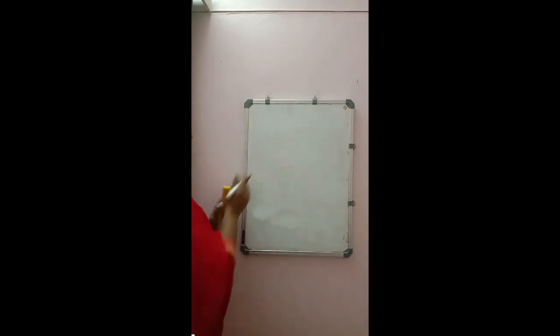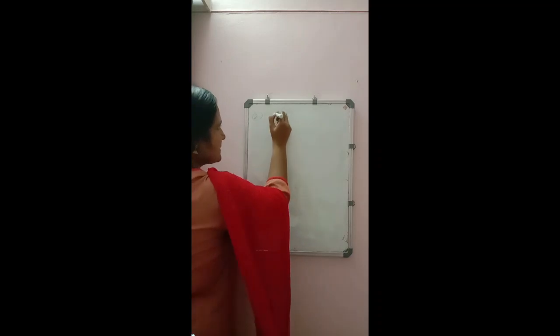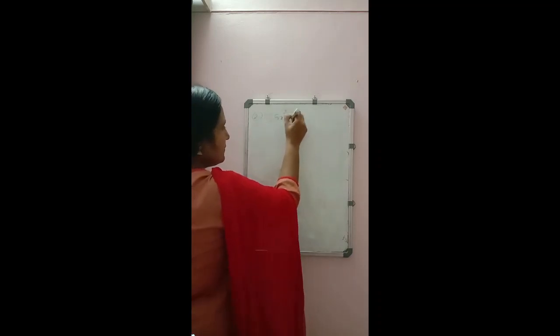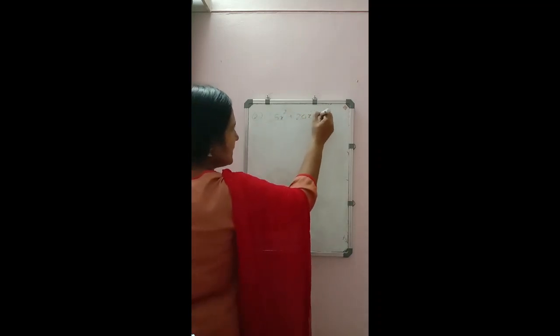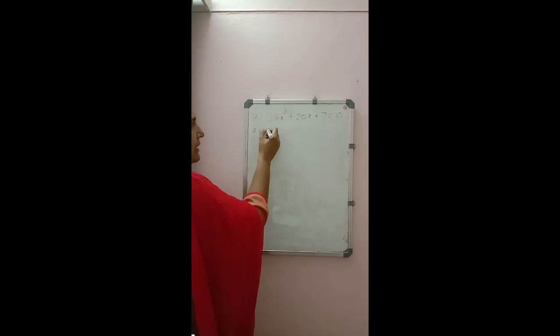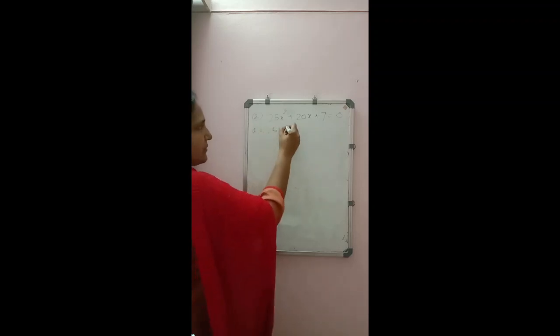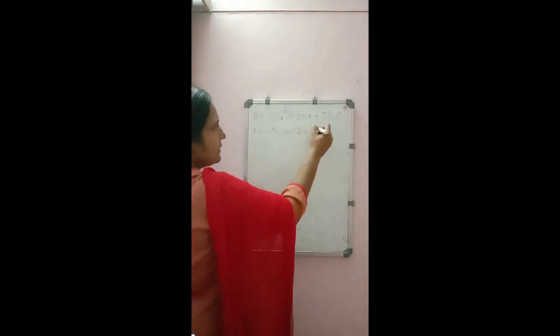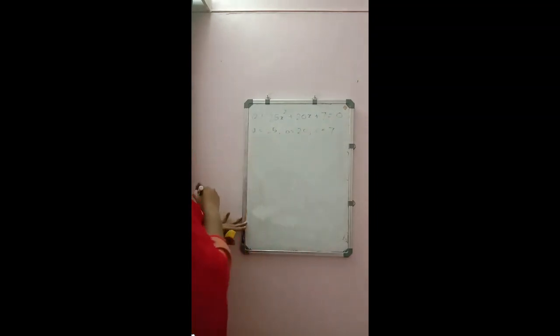So moving on to the next question. The second question is 25x square plus 20x plus 7 is equal to 0. So again we will write down the values of a, b and c. Here we have a is equal to 25, b is equal to 20 and c is equal to 7.